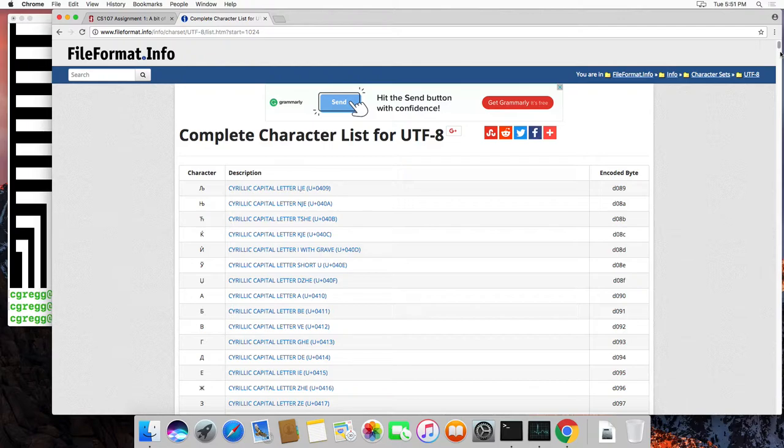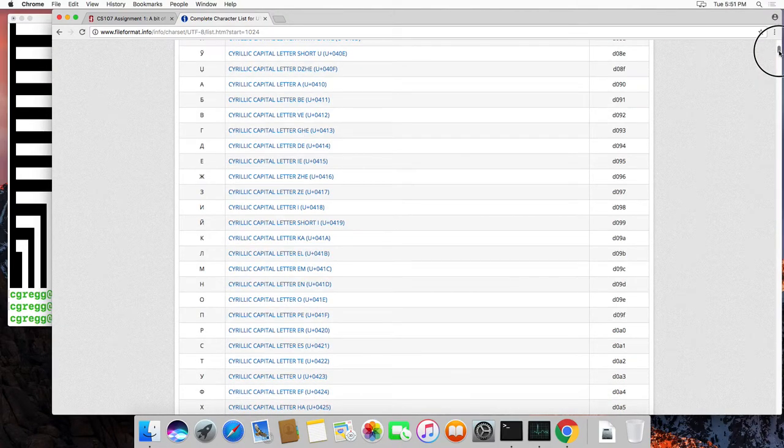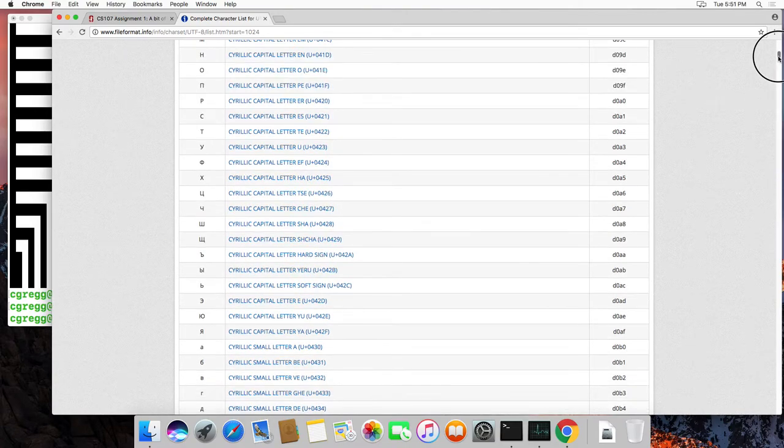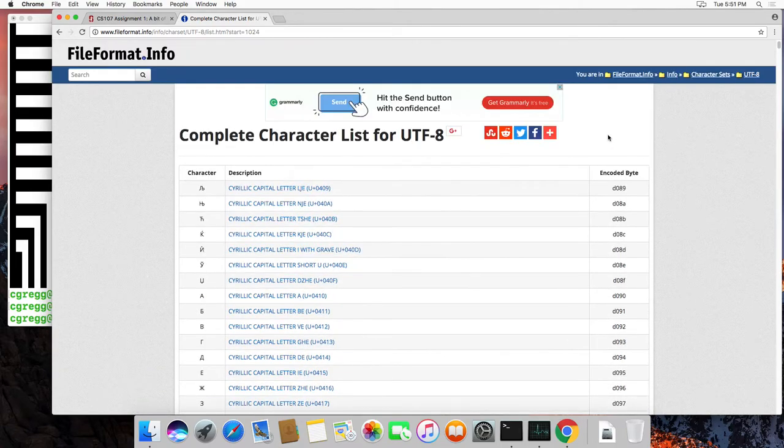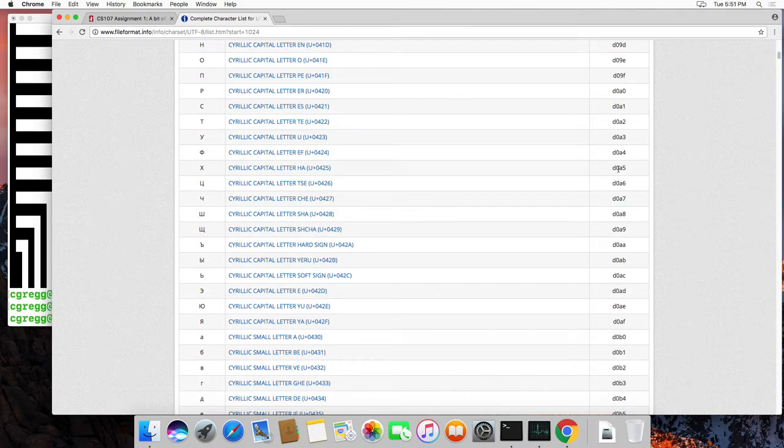Now, UTF-8 has the ability to do up to 4 bytes per encoding. We're actually going to only have you do 3, but let's take a look at how this works. Let's take a look at the Cyrillic capital letter L. In this case, the code point is 041B, and if we look up here, the encoded byte is here. I went too far, but let's try this one instead. The Cyrillic capital letter E.